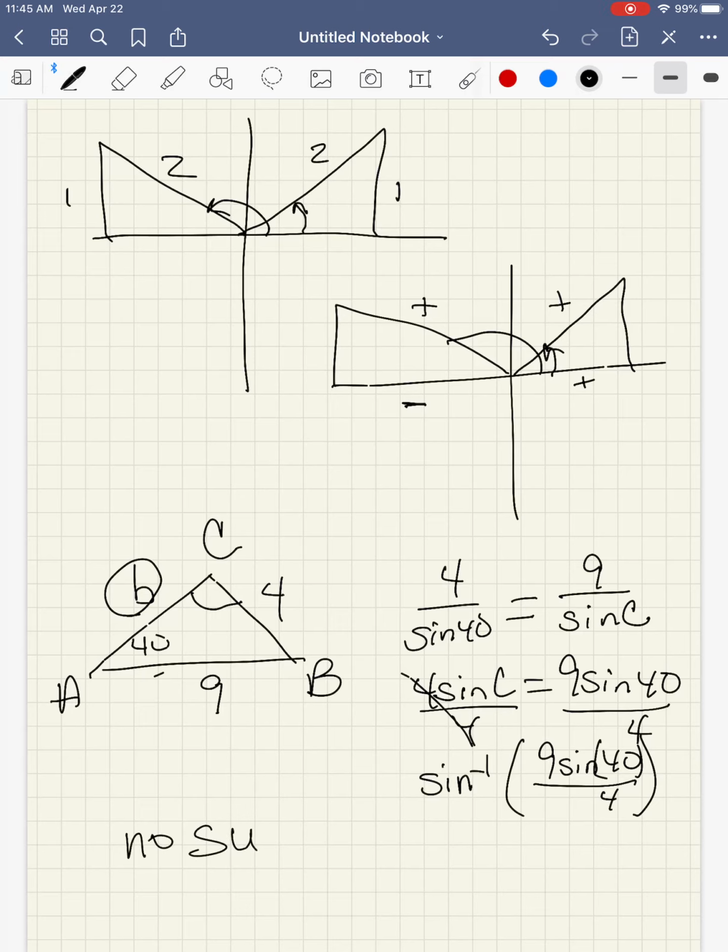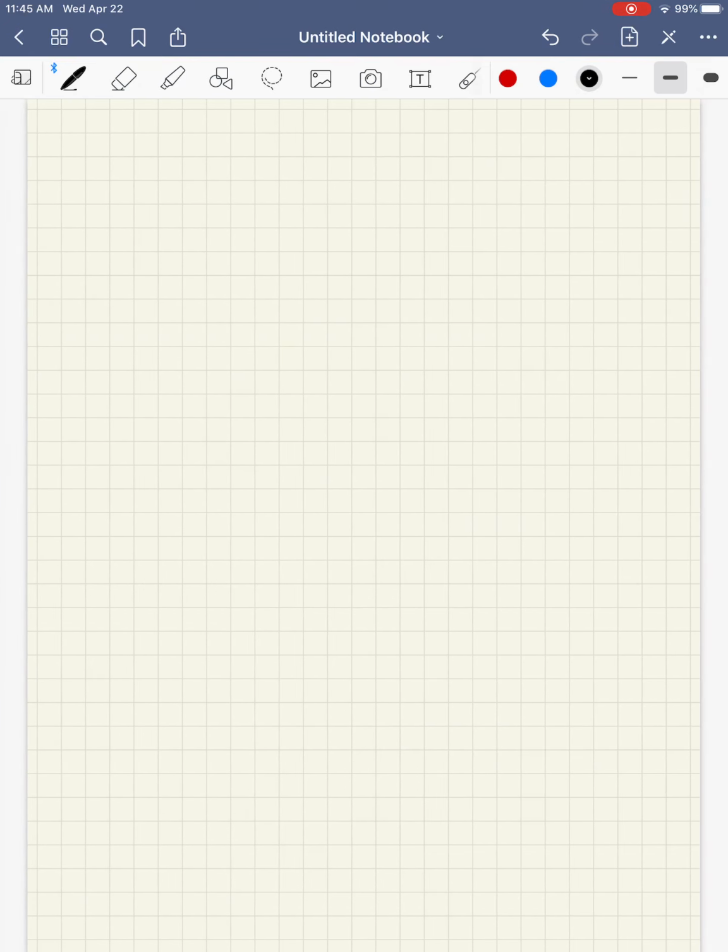So that's what you write. No such triangle. All right? So like I said, if you get that error message, go back and make sure you have it set up correctly. But if it gives it to you again, you know that you're good. There is no such triangle. So that was number 1. Let's look at number 2.